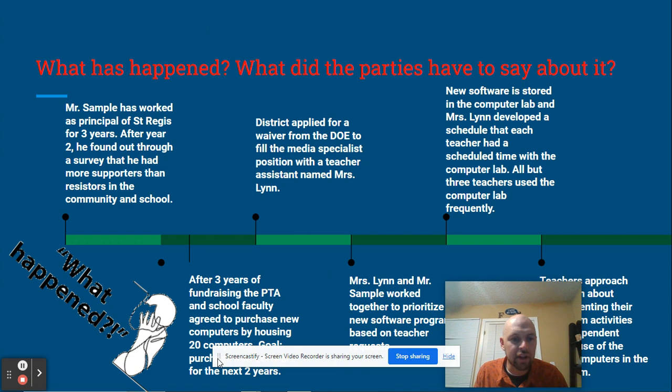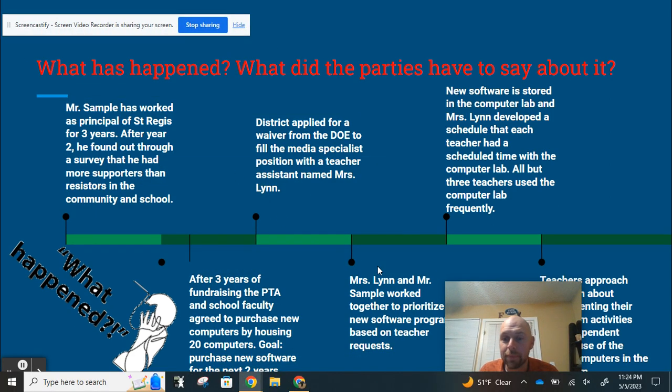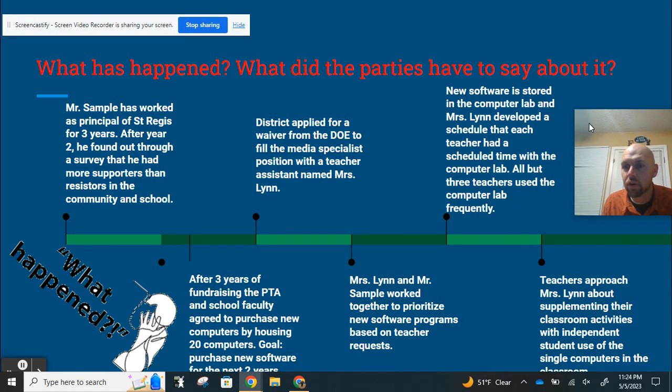So next, I'd like to discuss what's happening. So I created a timeline to walk through what's happening behind this case study. So first of all, Mr. Sample has worked as principal of St. Regis for 3 years. After a year or two, he found out through a survey that he has more supporters and resistors in the school and community. After 3 years of fundraising, the PTA and school faculty both agreed to purchase new computers, housing 20 computers. The goal was to purchase new software over the next 2 years.